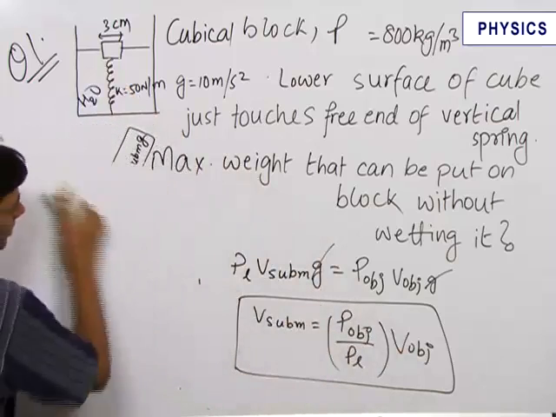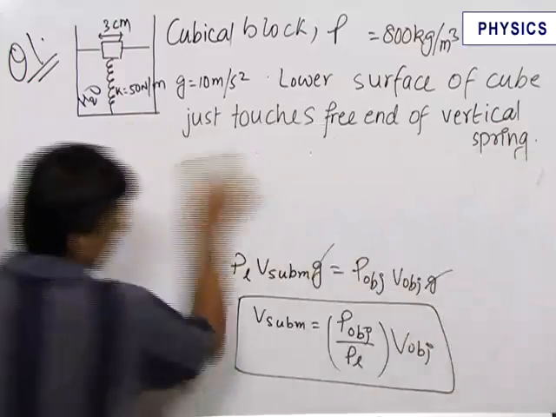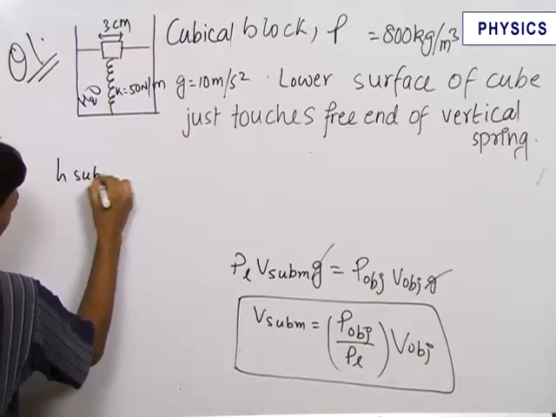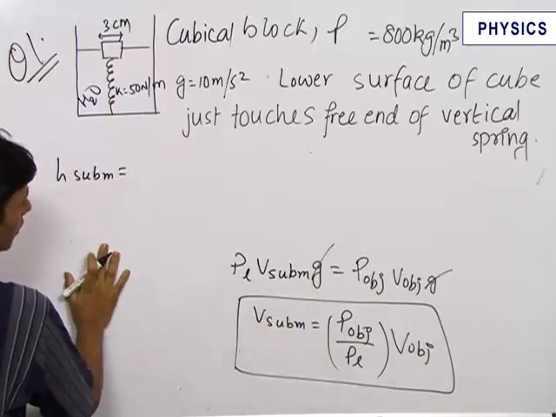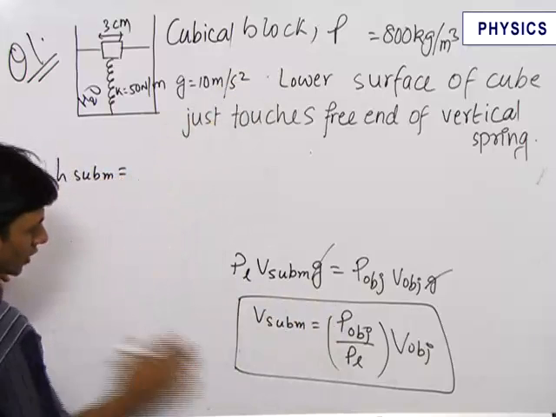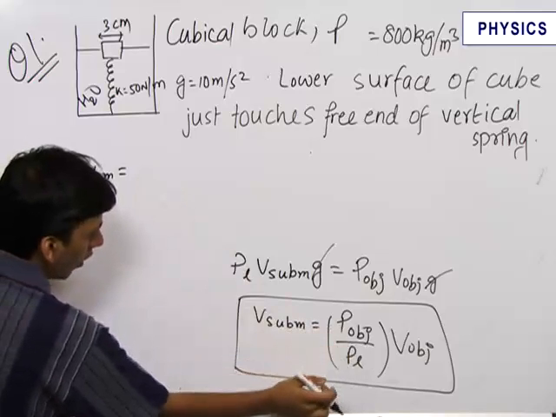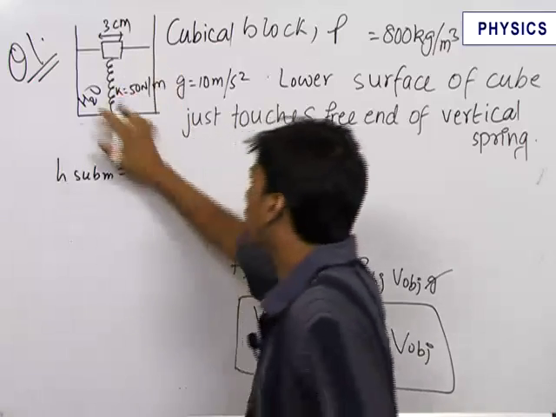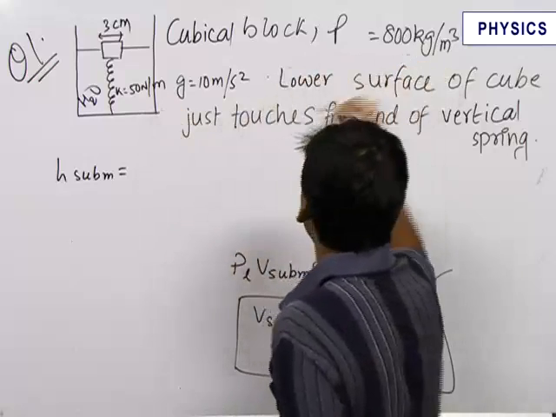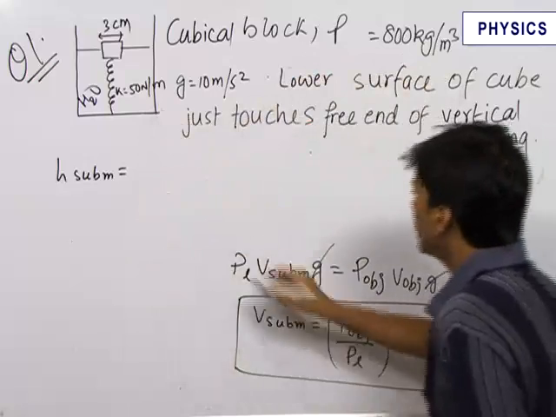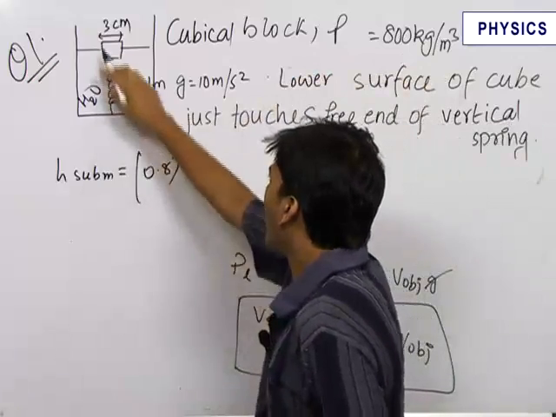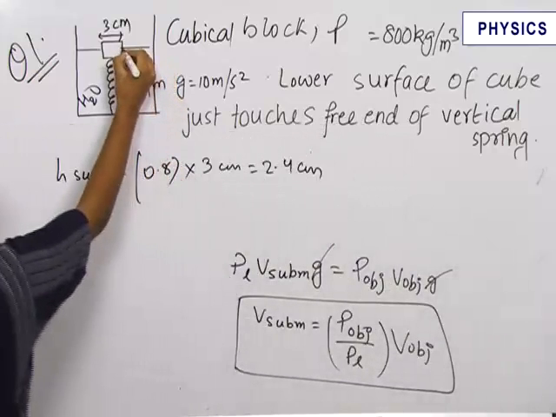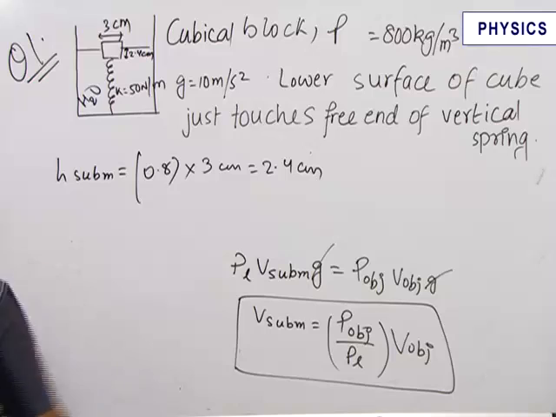Now using this formula, we have the volume submerged, we can write height submerged is equal to density of the object upon density of the liquid, that is the specific gravity of the substance, that is rho object upon rho liquid, the specific gravity of the object relative to the liquid in which the object is. Over here the liquid is water, so the specific gravity of the substance is equal to 800 divided by 1000, the density of water, that is 0.8, into the height of the object, that is 3 centimeters, that is equal to 2.4 centimeters. So 2.4 centimeters of the object is already inside water.